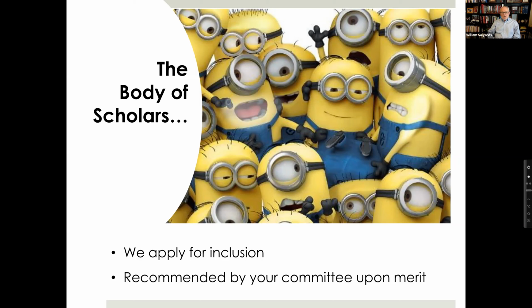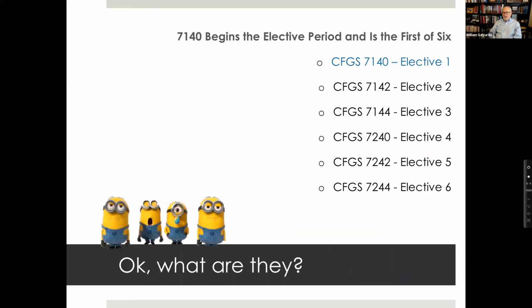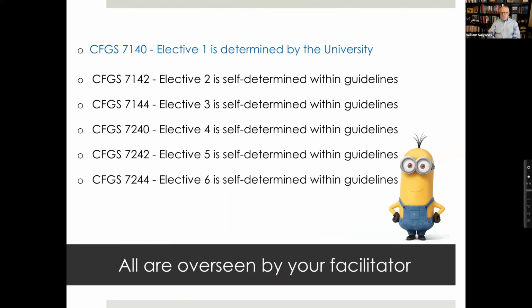The PhD is also recommended by your committee upon merit. And again, I don't mean to just belabor the point, but it is the committee who determines what is meritorious. They get to say that you have finally earned the right to be in the body of scholars. 7140 begins the elective period. It's the first of 6. No need to remember any of that stuff. You'll bump into it. Well, what they are is the first one, 7140, is determined by the university.